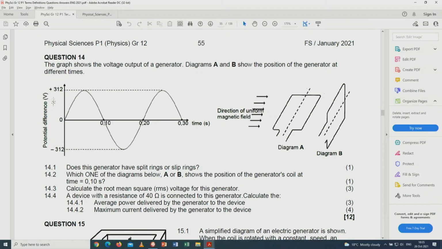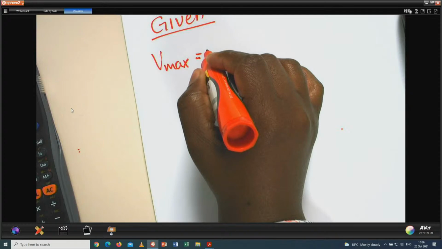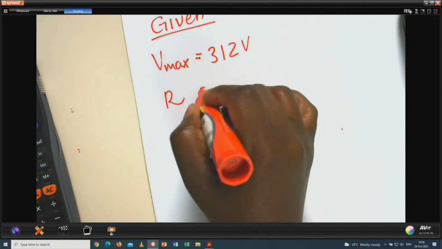We have here your peak voltage at 312, and then we have what else? We are having a resistance of 40 ohms. This is question 14. Given here is what we're given from the graph. Yes, from the graph we're having V max, and it is 312 volts, and then we are having the resistance of 40 ohms.